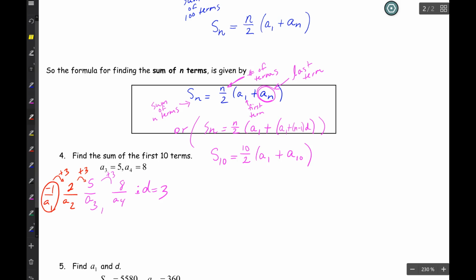So I can plug that in as my first term. 10 divided by 2 multiplied by negative 1 plus, how can I find the 10th term? Yeah, we can just use that one formula. The 10th term is found by the first term. What was our first term? Negative 1 plus 10 minus 1 times my common difference, 3. So it would be negative 1 plus 9 times 3. It would equal negative 1 plus 27, which is 26. So we plug that in, we add those together, and the sum comes out to be 125.